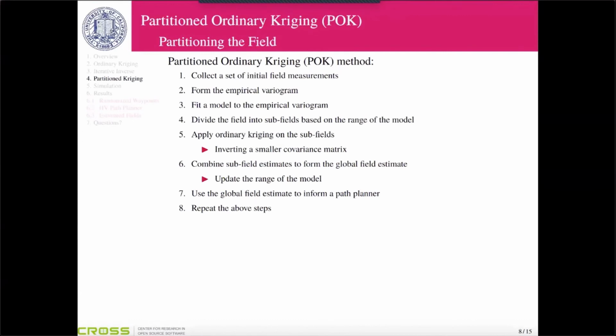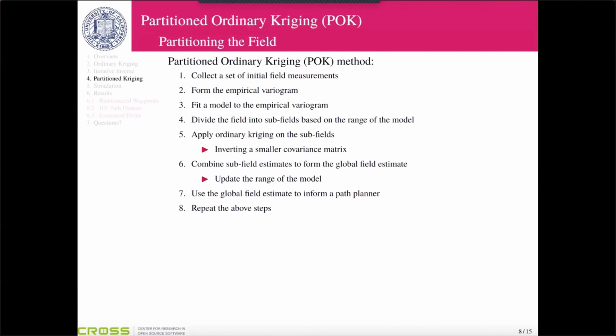So what we do is we collect a set of initial measurements as before. We still form the empirical variogram. We still fit a model to the empirical variogram. And then we divide the field into subfields based off of the range of the model. And that was one of the parameters that we were able to solve for earlier. Then we can apply ordinary kriging on the subfields and thus invert a much smaller matrix.